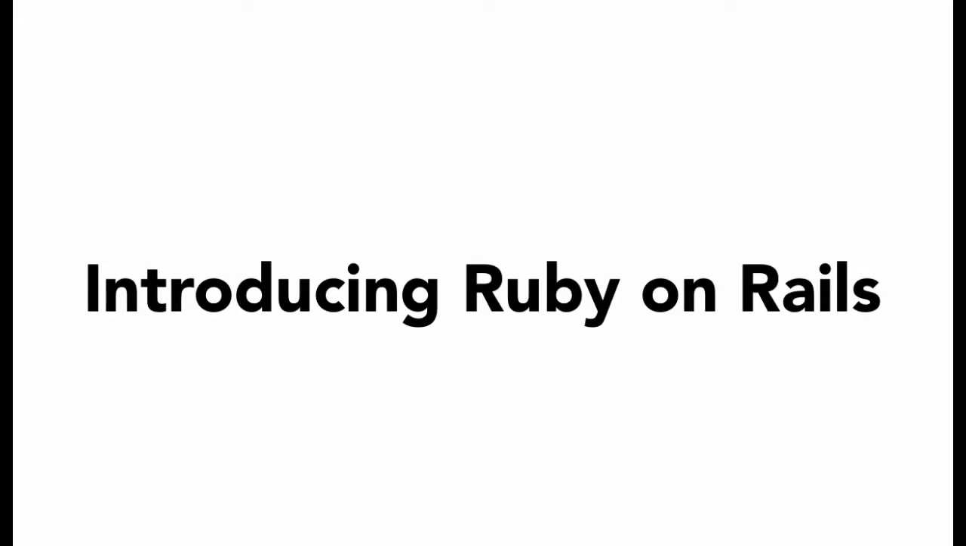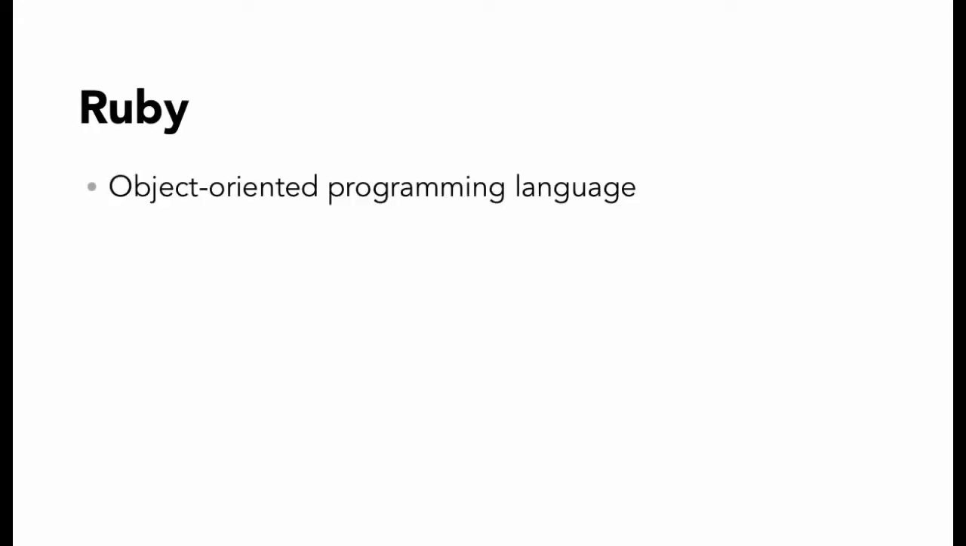I want to start out by introducing you to Ruby on Rails. The first thing you need to understand is that Ruby on Rails is made up of two parts, Ruby and Rails. And it will be important to understand the difference and to keep them straight in your head. So what is Ruby? Ruby is an object-oriented programming language.